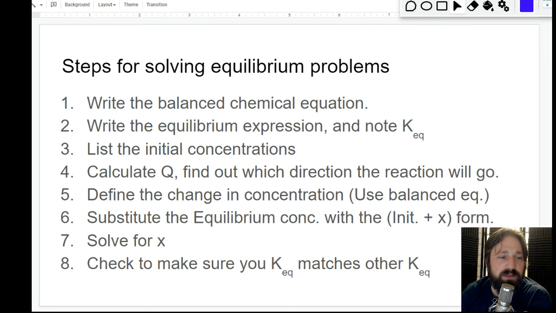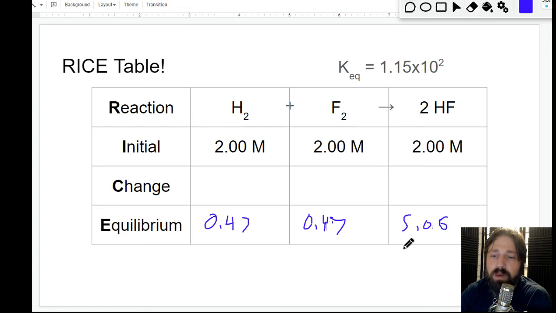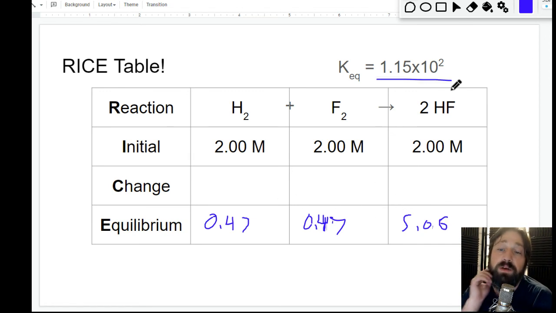Now, I'm going to be honest, some of these, let me kind of go back here. What was this again? This was 0.47. This was 0.47. This was 5.06. No, it wasn't 6. It was 6. Yeah. Okay. So these are our equilibriums, right? What we can do is double check ourselves. We can set these into our equilibrium expression and see if we get something close to this K.